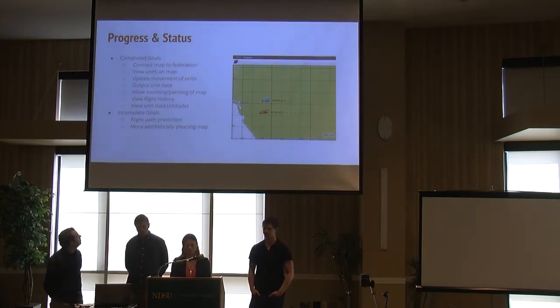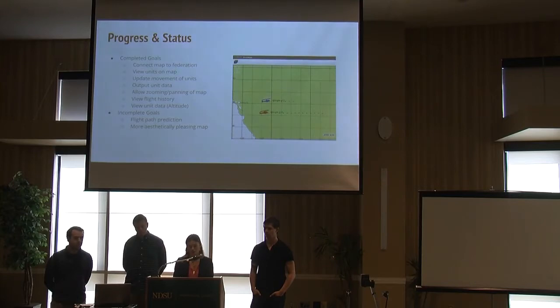Yeah, and so basically to sum it up, all the progress that we have made in the past few months: we successfully connected the map to the Federation, can view units on the map, and can update the movement of the units. Each unit outputs its information. There's zooming and panning on the map, and we can now view flight history, and again, view unit information like its altitude.